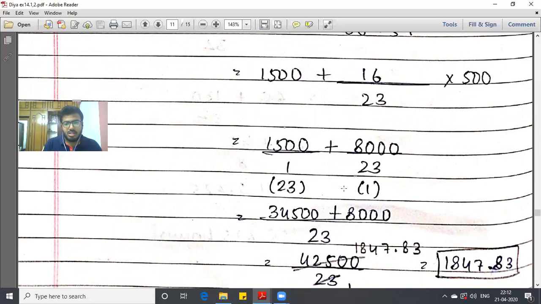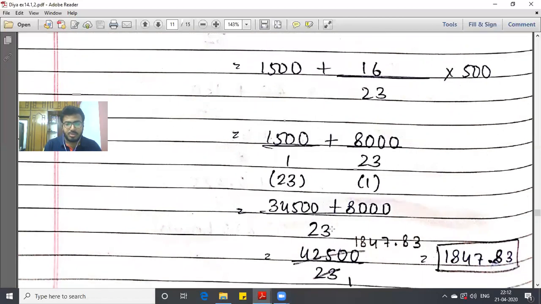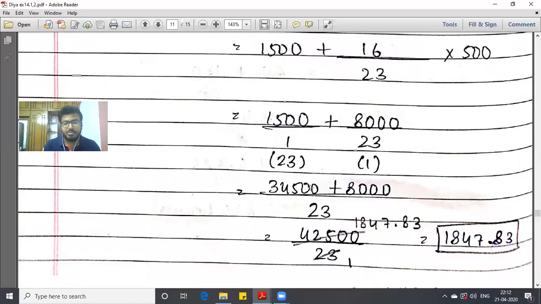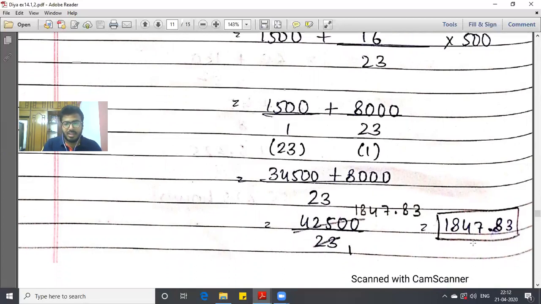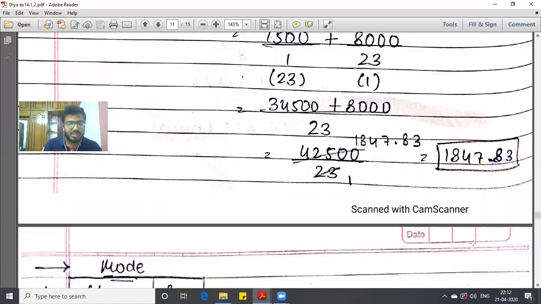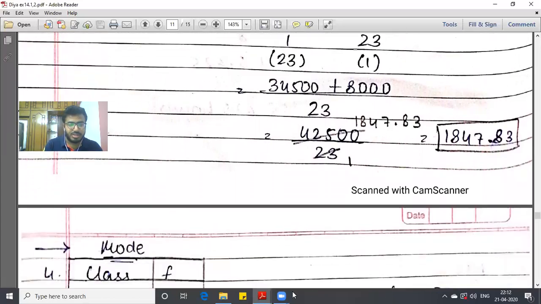Now here, we are taking the LCM as 23. So 1 into how much is 23? 23. So 1,500 into 23, that is 34,500. And 23 into what is 23? 23 into 1. So 8,000 into 1, so 8,000. So add this: 34,500 plus 8,000, that is 42,500 divided by 23. You'll get 1,847.83. So that is the mode you obtain. Okay, so 1,847.83.